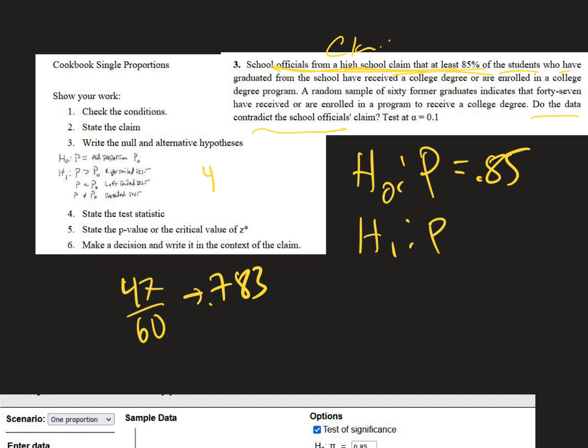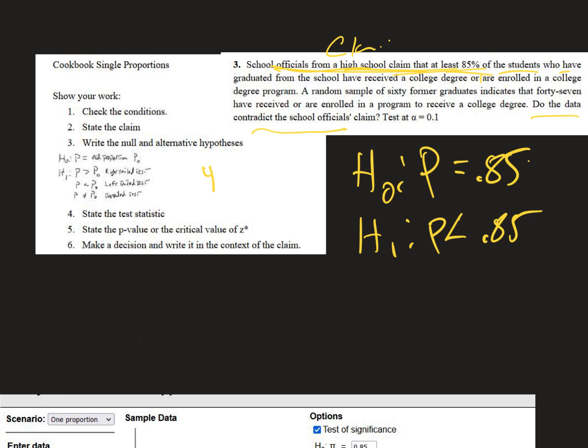0.78, 0.783. That's less than 85, so I think I'm safe going with a left tail test. Notice the other thing I haven't mentioned. Notice you never put the sample distribution mean or numbers in for your hypotheses. You always have some value that you're trying to prove or disprove. That's what goes in both of those, H0 and H1.